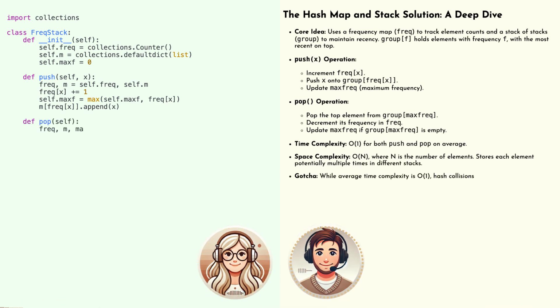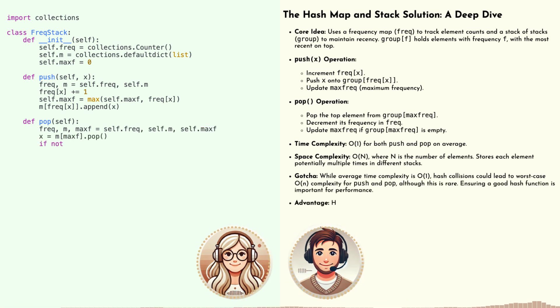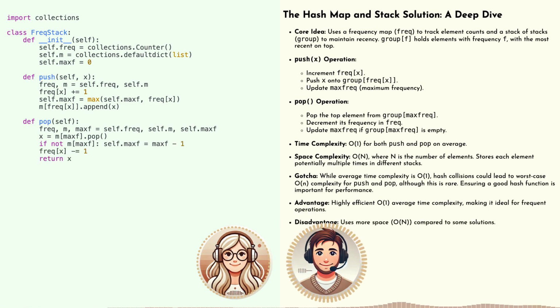You're on the right track. Hash maps are perfect for keeping track of frequencies. Now, how about maintaining order within each frequency level? What structure is designed for that? Stacks. They're all about order, last in, first out. So maybe we could use stacks to store the elements within each frequency level. Bingo. You're getting close to a really elegant solution.